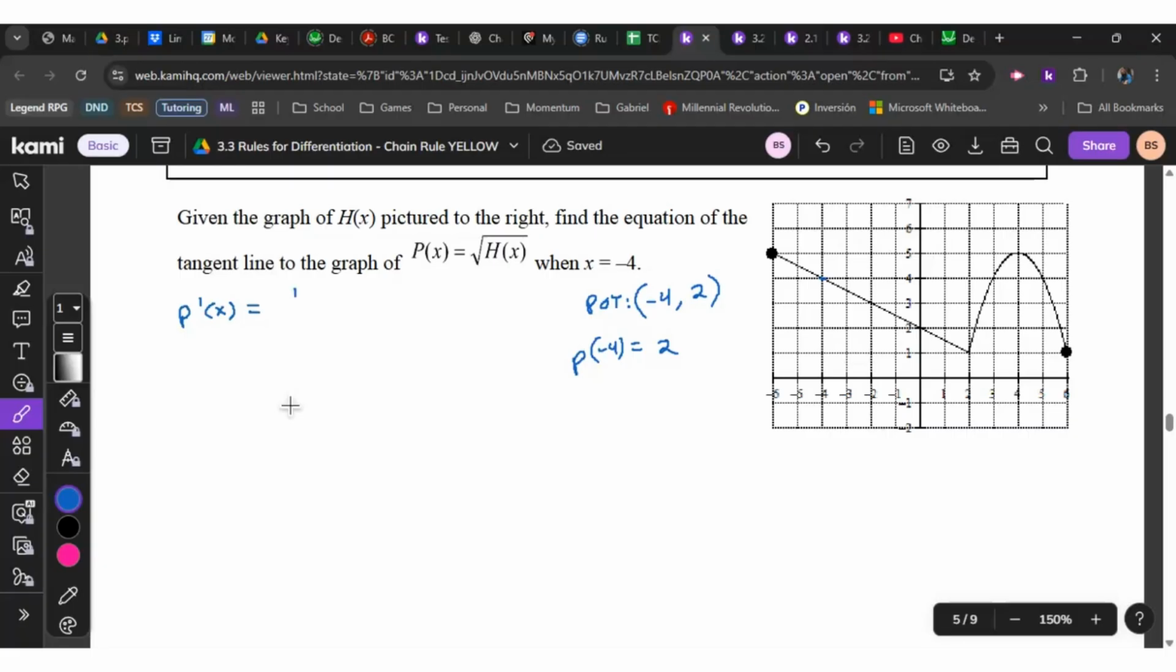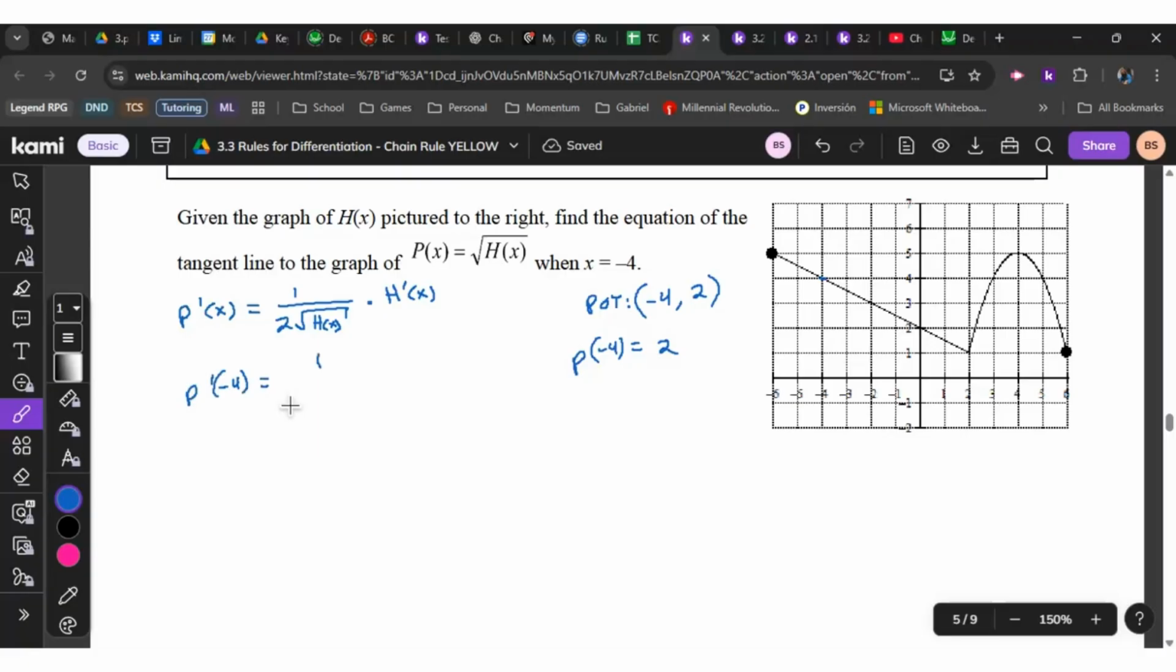Now we need to find the slope, so I need my derivative. So this is going to be 1 over 2 square root h of x, times h prime of x. This is just like our square root of something, and then we've got to multiply by the derivative of the inside, which is h prime. So now we'll find p prime of negative 4.